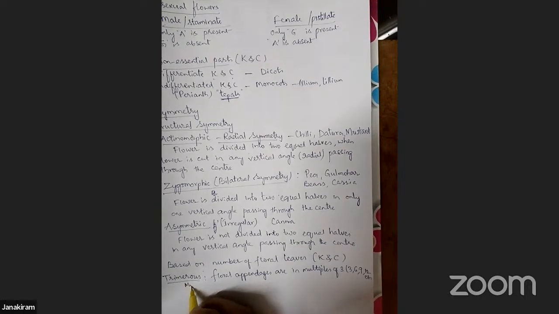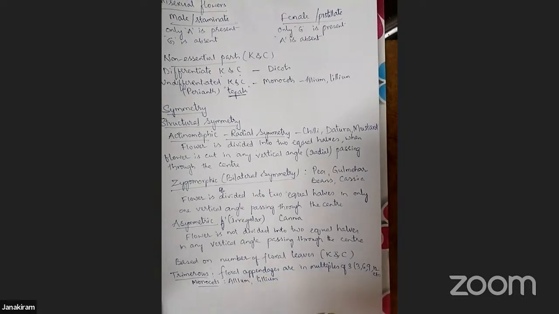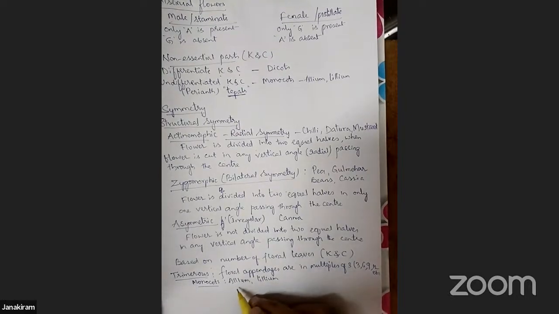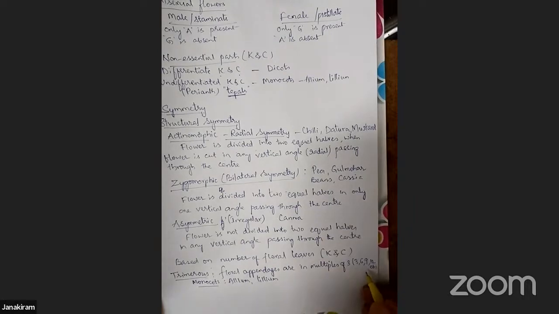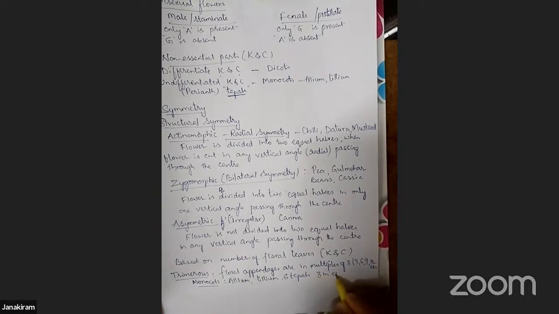Trimerous character can be seen mostly in monocots, like in Allium and Lilium. In Allium and Lilium, they actually have 6 tepals. I said that in monocots, we should not call them calyx and corolla, but we call it perianth or tepals. So 6 tepals are present, and 3 in each whorl. That means the number of whorls will be 2. In the first whorl the number is 3, and in the second whorl also the number is 3.